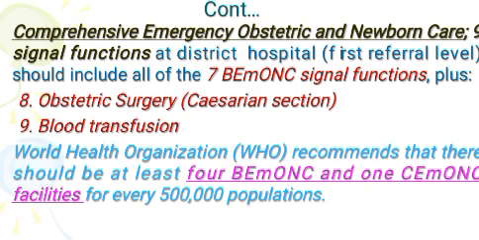Comprehensive emergency obstetric and newborn care has 9 signal functions at district hospital. First referral level should include all of the following 7 BEmONC signal functions plus obstetric surgery, cesarean section, 9 blood transfusion. World Health Organization WHO recommends that there should be at least 4 BEmONC and 1 CEmONC facilities for every 500,000 population.